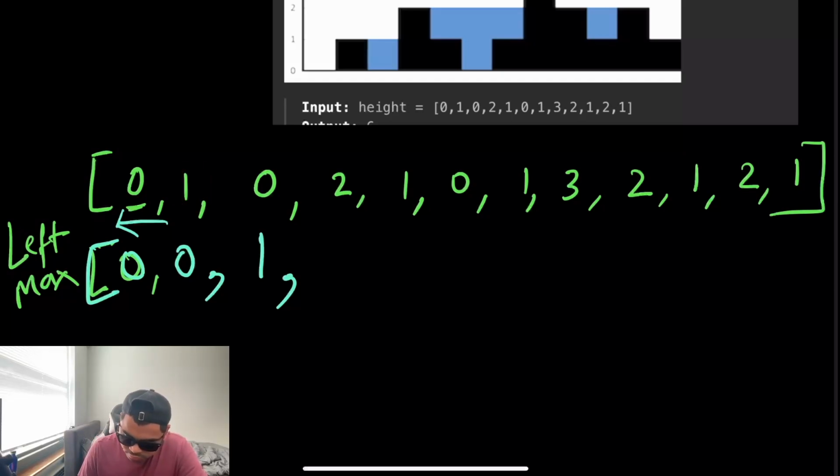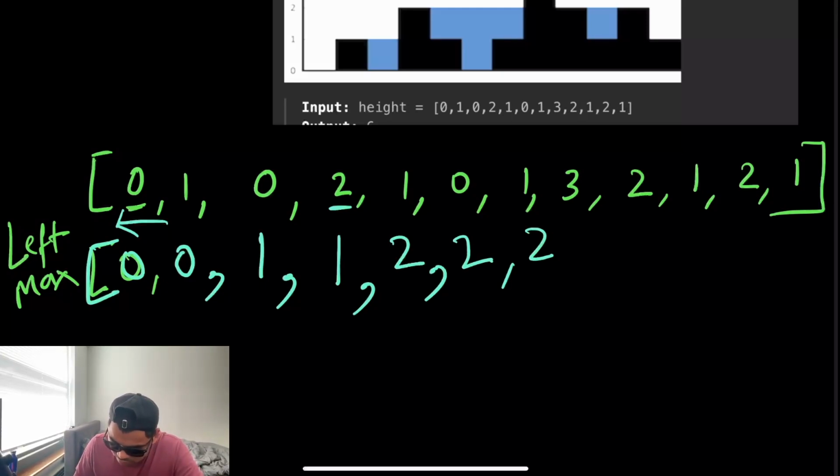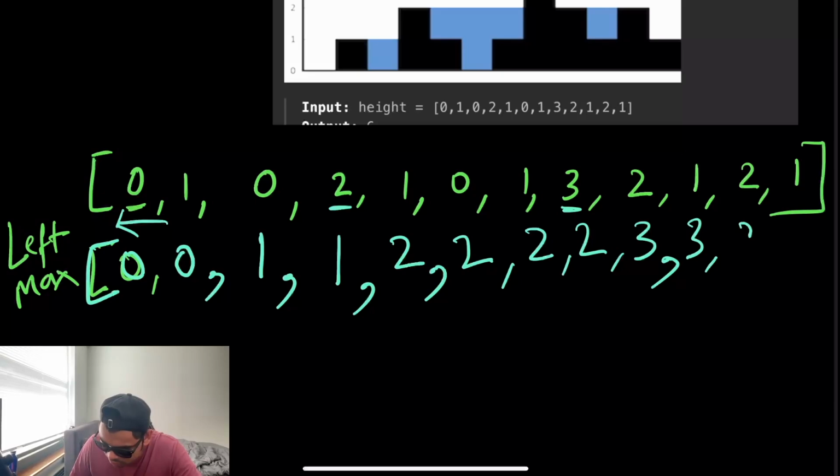So now let's just keep calculating. Here it would be basically 1 because it has seen 1. Now for this it will say 2. Now it has seen 2, so for these it will say 2, and for this it has seen max 3. Now it's going to keep saying 3. That's it. This is going to be left max.